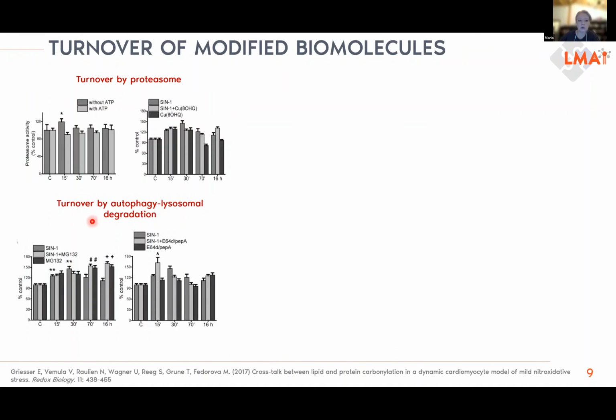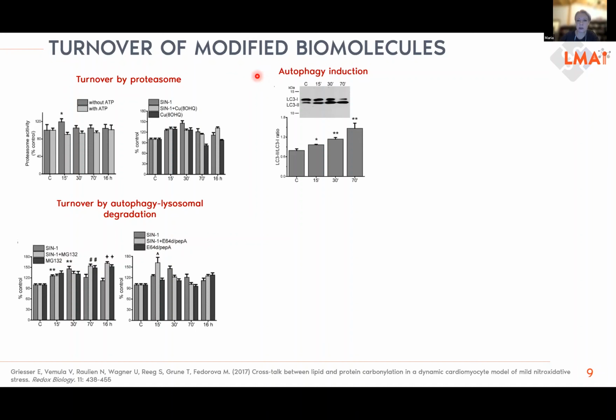So then we looked for the turnover by autophagy and lysosomal degradation, and here we start to see some difference. If we use this very general inhibitor, MG132, which inhibits both proteasome and lysosomal degradation, we start to see some differences, and even if we are using more specific inhibitors for the lysosomal degradation. Then we looked at the autophagy induction in this particular system, and we could see that already 15 minutes after induction of this oxidative stress, we have a very strong activation of autophagy, and that grows over the time points.